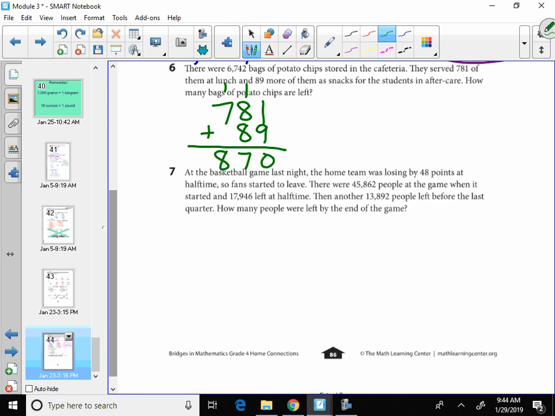And then we're going to do a subtraction problem. Our total minus what has been eaten so far, and that will tell us what's left. 2 minus 0, I can do that. Can't do 4 minus 7, so I'm going to take 100, break it into 10 tens. Can't do 6 minus 8, so I'm going to take 1,000, break it into 10 hundreds. For an answer of 5,872.